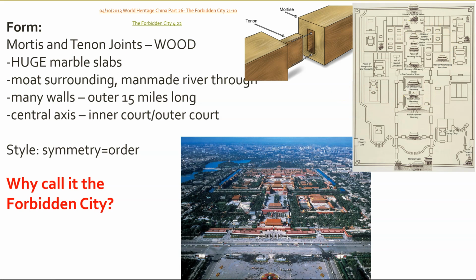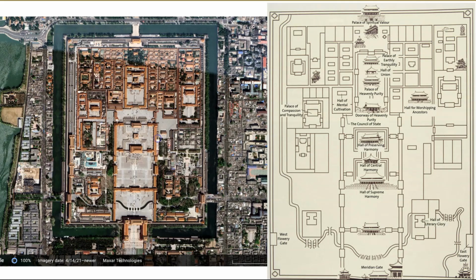I bet you could think about some places where we see that kind of separation in our past works as well. As we go through, I want you to think about why this is called the Forbidden City and how it got that name.